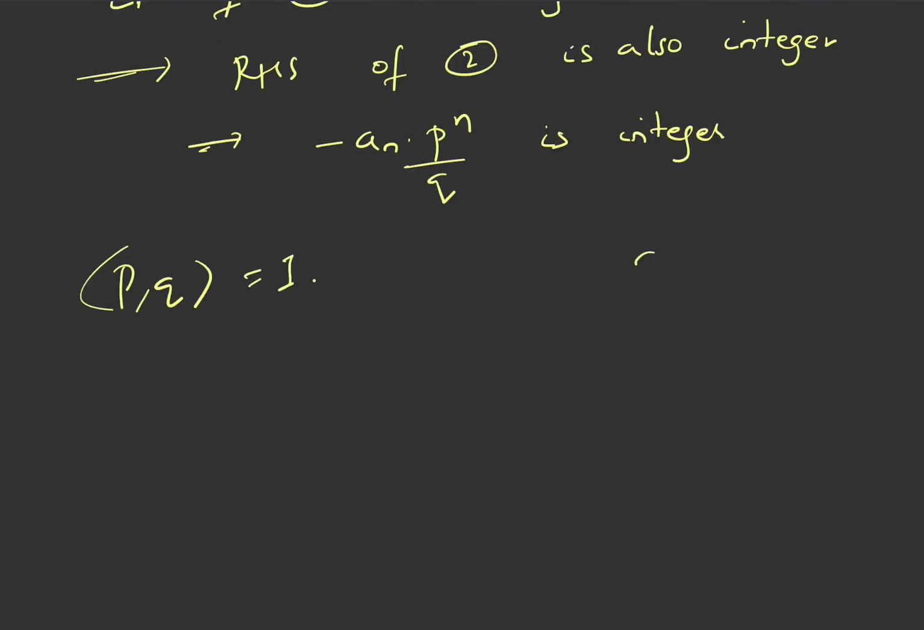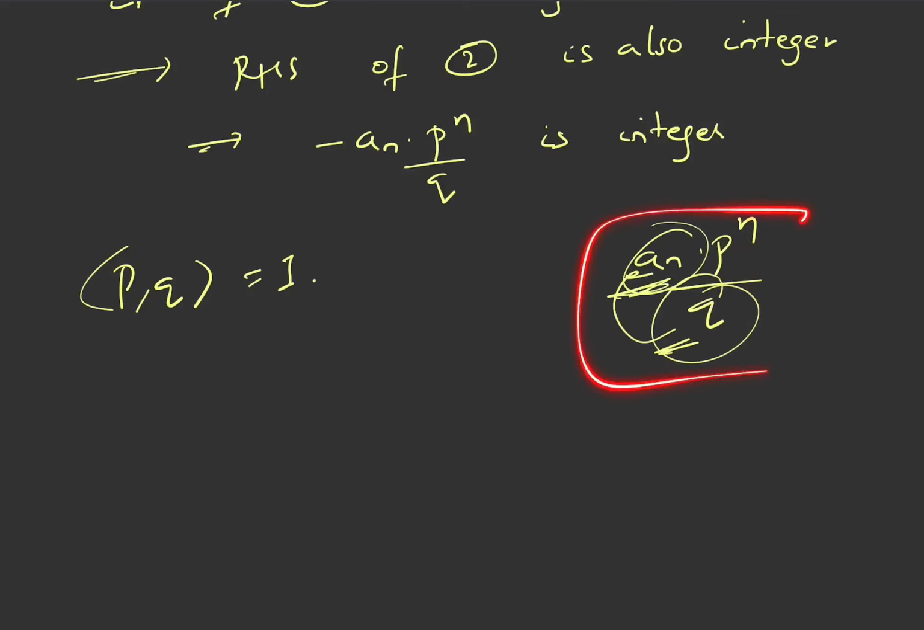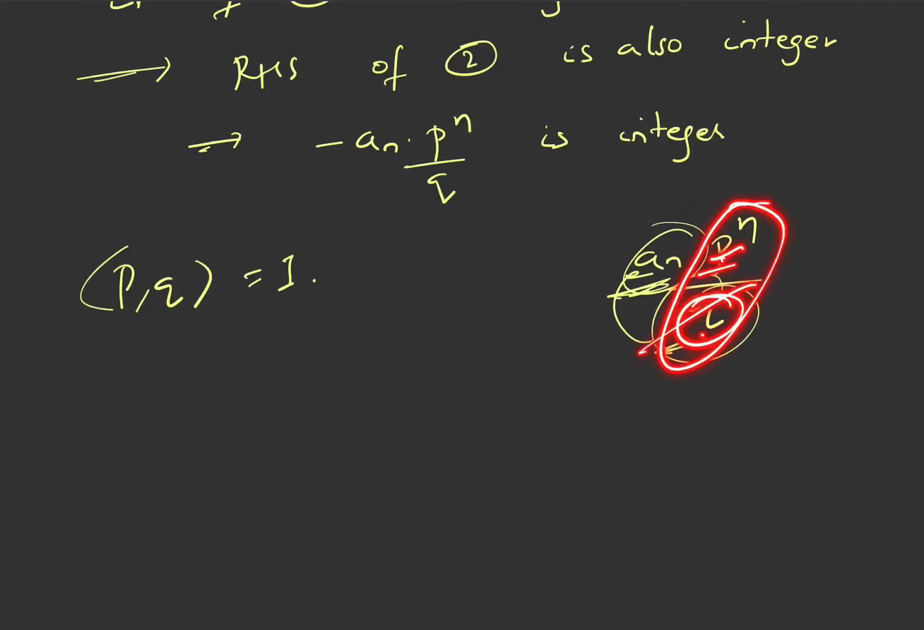Now you see that the GCD of p and q is 1, right? So it means nothing is common between p and q. So you can't cancel anything with p and q, right? So then the only possible thing is q should completely divide an, right? q should be a factor of an. Otherwise it is not possible, this cannot be an integer, because in between p and q nothing is common. So you can't cancel anything. Any part of q cannot be cancelled with p, because the GCD of p and q is 1.